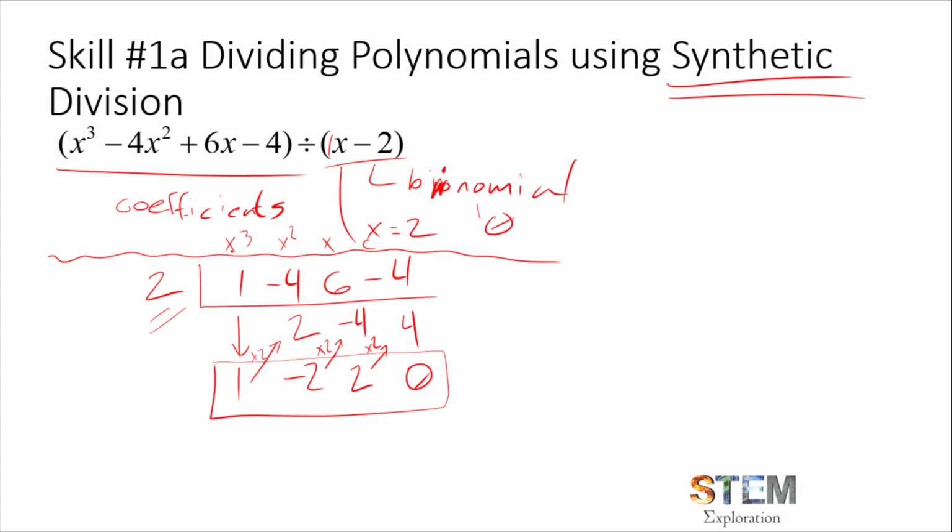So what does that look like? Well, x cubed divided by x gives you x squared, x, constant, and then this part here is the remainder. So what this allows you to do is say x squared minus 2x plus 2 is the binomial that crashes out when you divide x cubed minus 4x squared plus 6x minus 4 by x minus 2. And the remainder for this polynomial is simply 0.